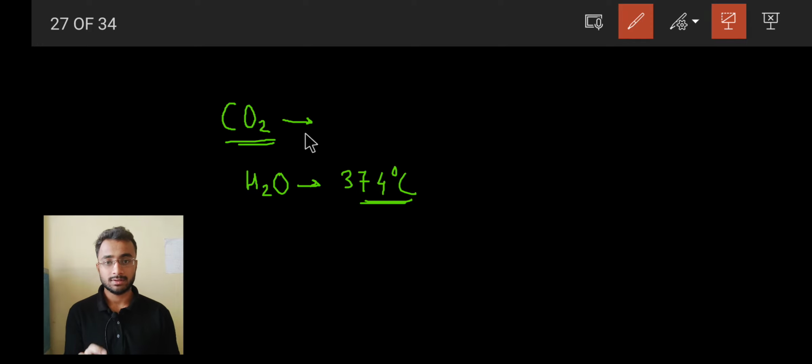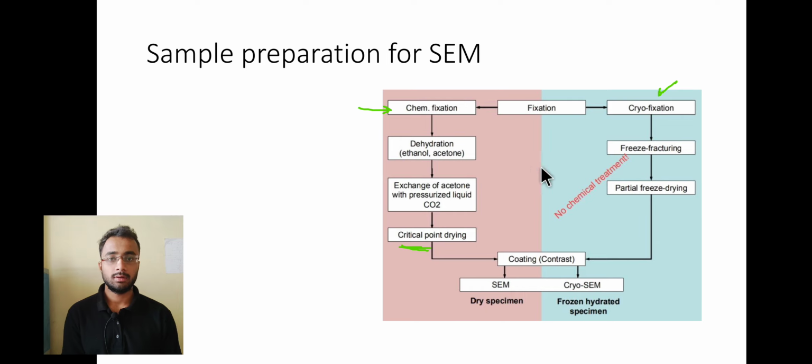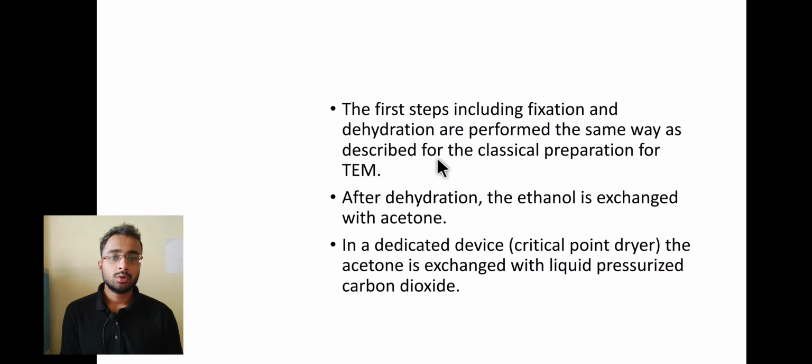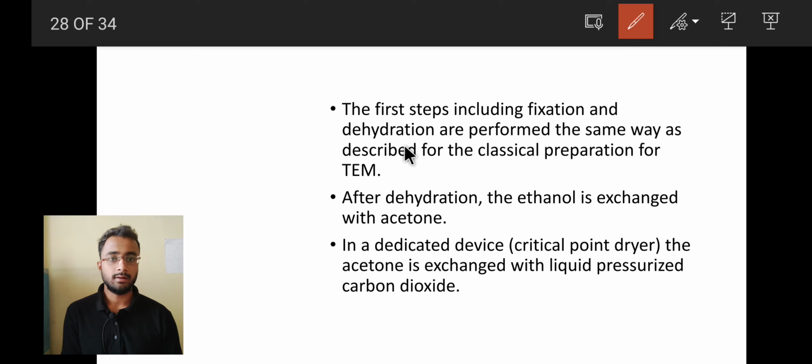So this is the difference between sample preparation for SEM and TEM. We have to perform this process in a scanning electron microscope. This is the flowchart for sample preparation for SEM. The first steps include fixation and dehydration. Dehydration is performed the same way as described for the classical preparation for TEM.